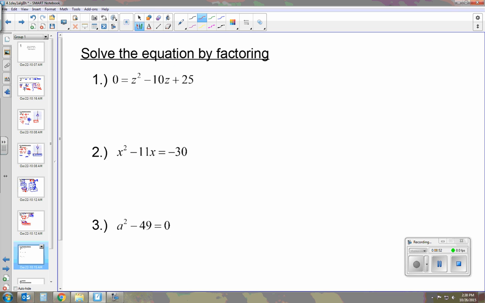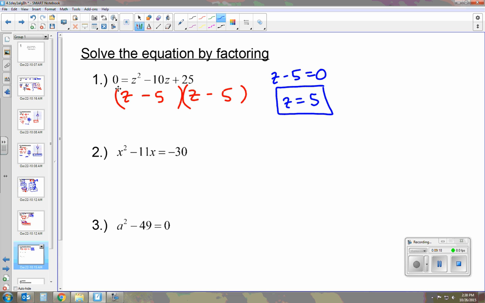All right, and our very last one is by factoring. So we just have to refresh our memory on factoring. So when we factor this, we need 2 numbers that multiply to be 25 and add up to be a negative 10. Well, that would be negative 5 and negative 5. And whenever we factor to solve, we set each factor equal to 0. Well, since they're the same thing, we just have to set 1 equal to 0. So z will equal 5.